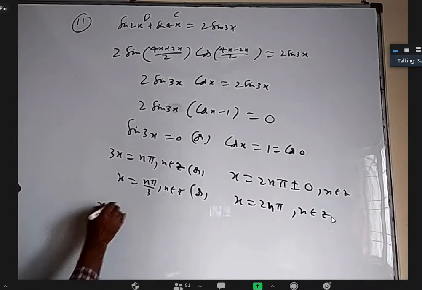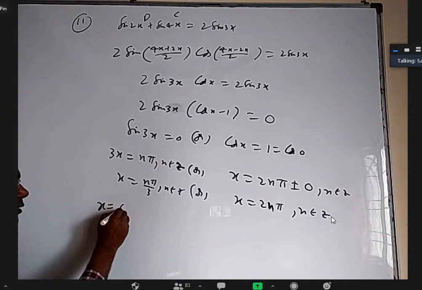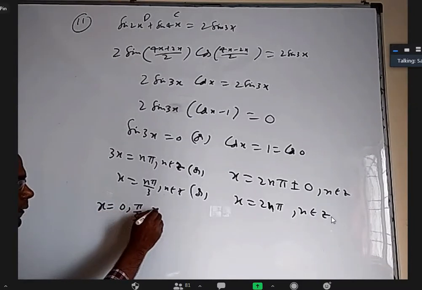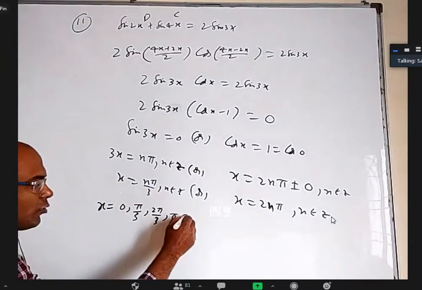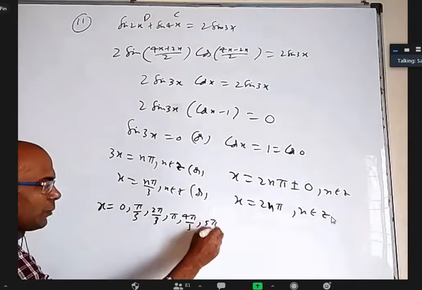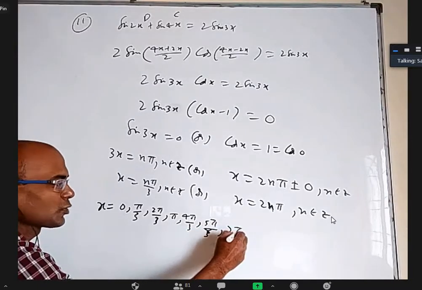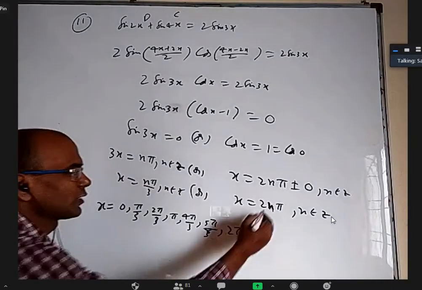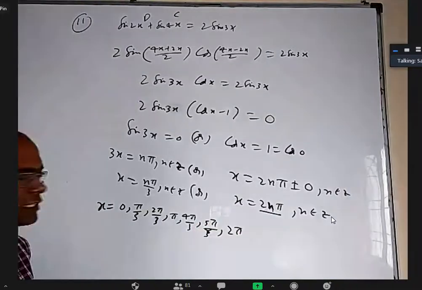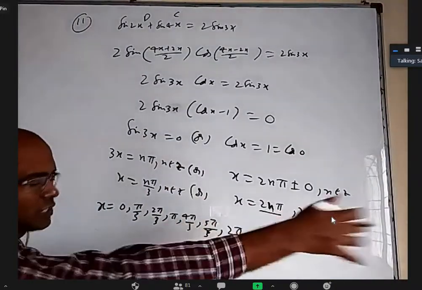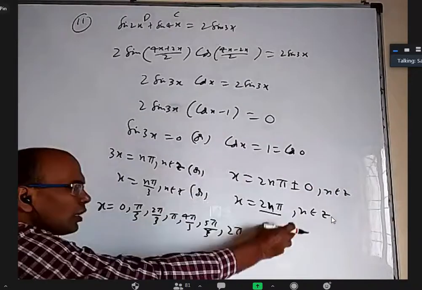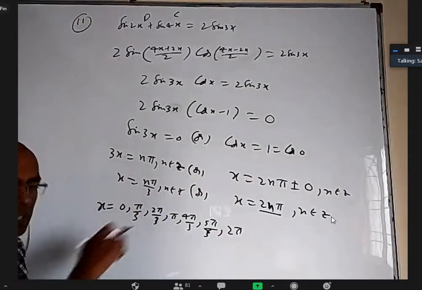That's nice, Ravant. And you write, you'll get 0, pi by 3, 2 pi by 3, 3 pi by 3 is pi only, 4 pi by 3, 5 pi by 3, 6 pi by 3 is 2 pi. So you see 2n pi covers 2 pi, 4 pi, 6 pi. They are there. 2 pi is there, 0 is there. Later on when you write the list, all these solutions are there in this, and these are some extra solutions.